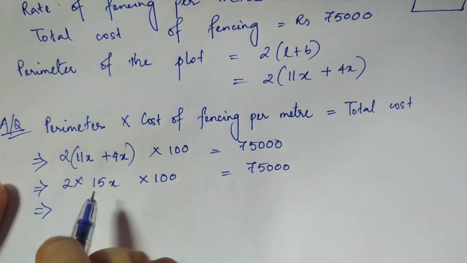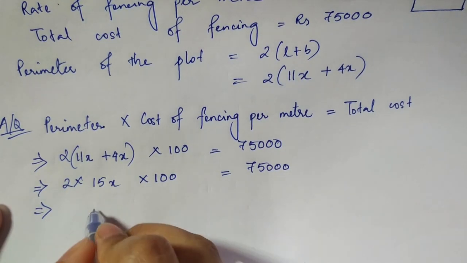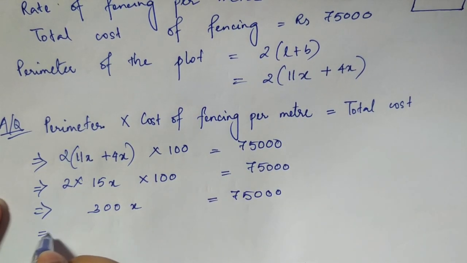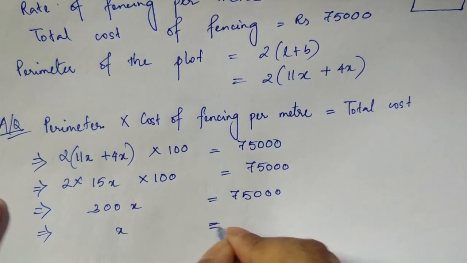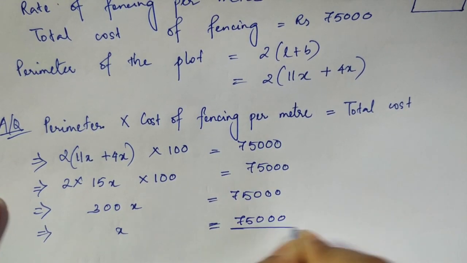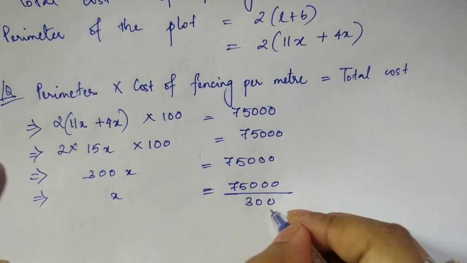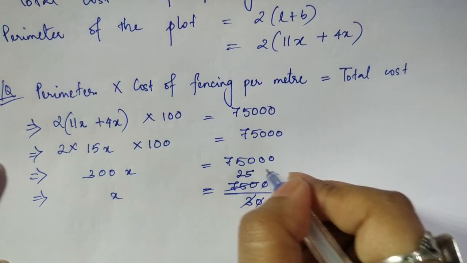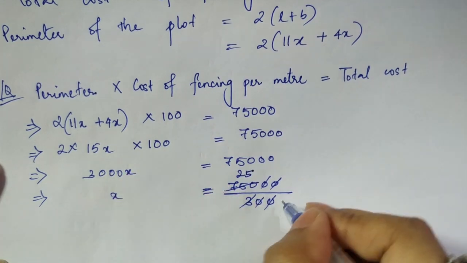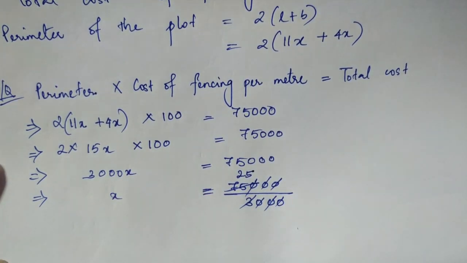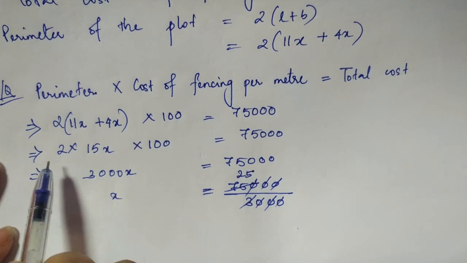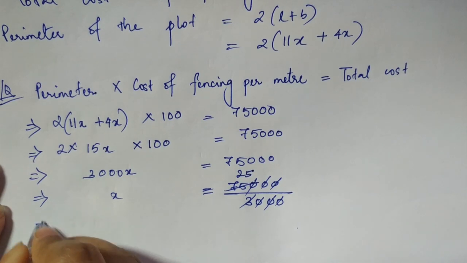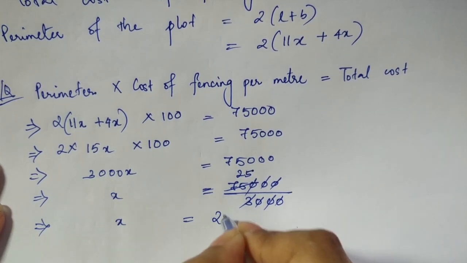See, all are multiplied. Let's multiply. 2 into 15 is 30. 30 into 100, 300x is equal to 75,000. x equal to 75,000 by 300. Let's cancel 25. Sorry about this. See, 2 into 15 is 30, into 100 will be 3,000, so please make sure about this. Now x, how much did I get? x is equal to 25.